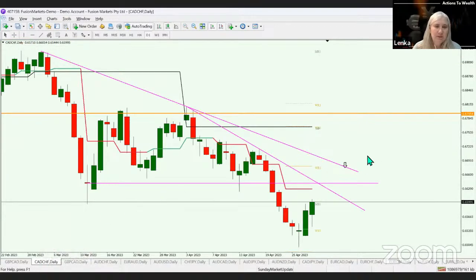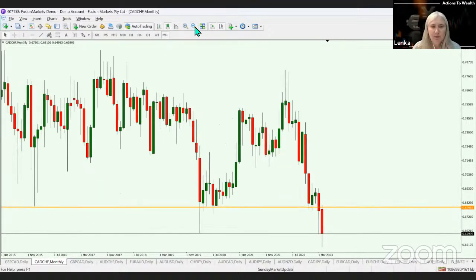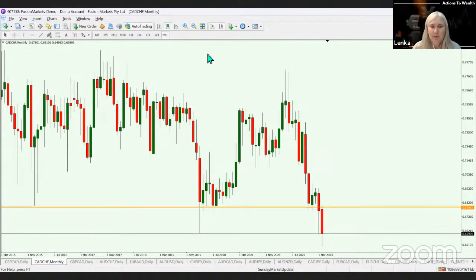Next is CAD CHF. Here I'm looking for short opportunities. On the monthly, we are now at the previous lowest tip. We had a couple of bars already closed below the previous lows. So still looking for that to continue downwards.